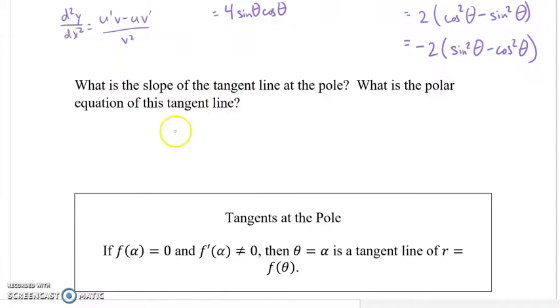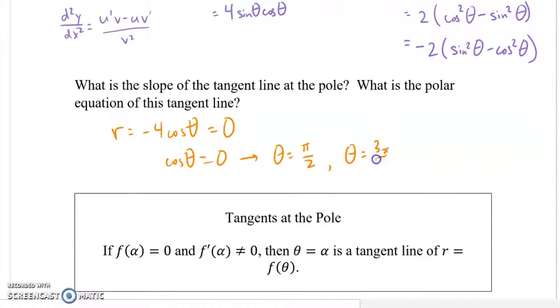So for this particular question, if r equals -4 cosine of theta, then we set that equal to 0. We find that the cosine of theta equals 0 when theta equals pi over 2, and also when theta equals 3 pi over 2. Now both of these equations represent the same line, so we don't really need both of them. But that is the equation of the line tangent to the curve at the pole.